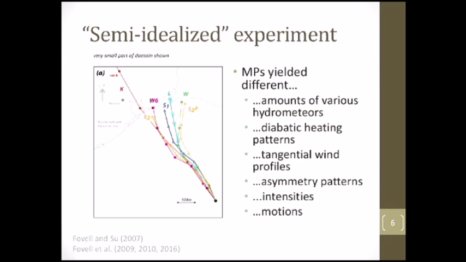Even microphysics schemes that are ostensibly similar, they may have the same number of species. They're all trying to simulate things like free-floating cloud ice, low-density snow, medium-density graupel, but they produce different amounts of various kinds of hydrometeors. That results in different patterns of diabatic heating, different tangential wind profiles, different asymmetry patterns, different intensities and different motions, which are basically seen graphically there.